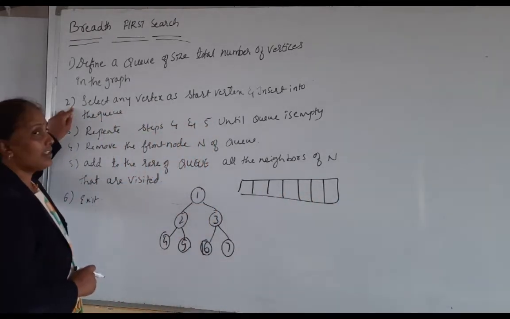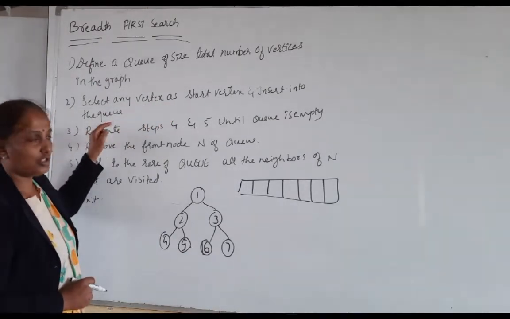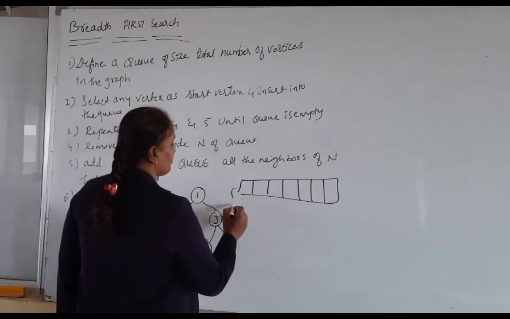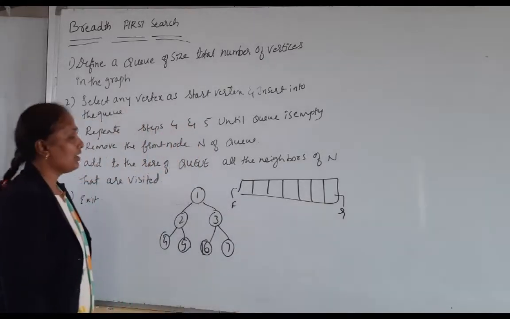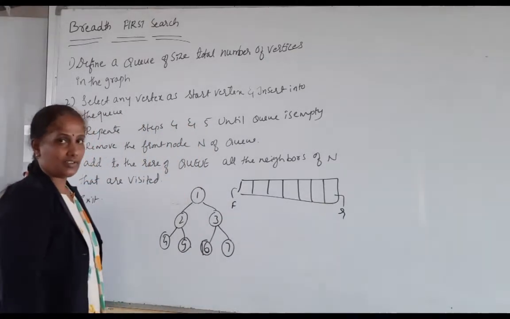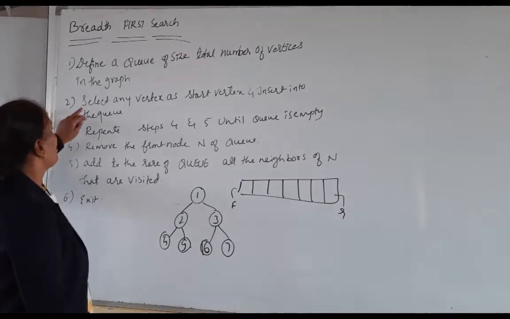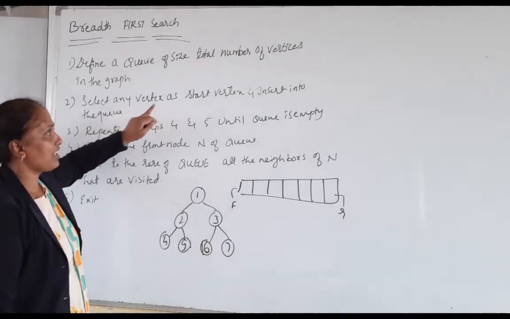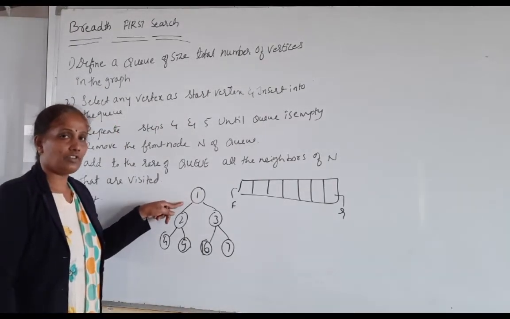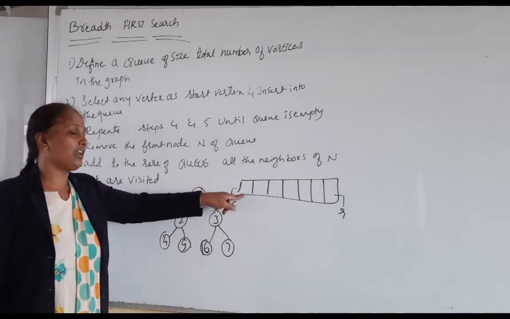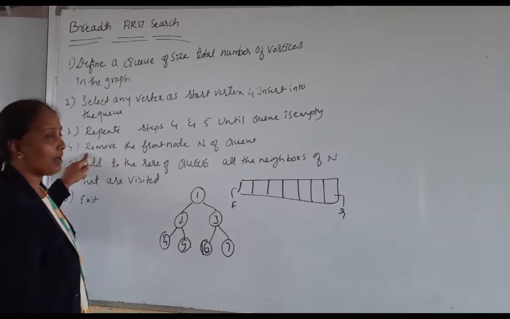Next, what is there in the second step? Select any vertex as a start vertex and insert it into the queue. Assume that this is the front and this is the rear of the queue. From the front, I am going to insert the visited vertices, initially. So whatever vertex you select at the first stage, you make an entry of that in the queue. Next, repeat steps 4 and 5 until the queue becomes empty.